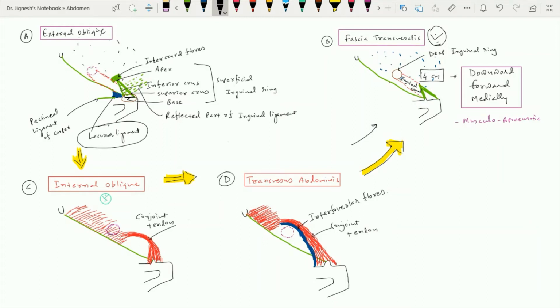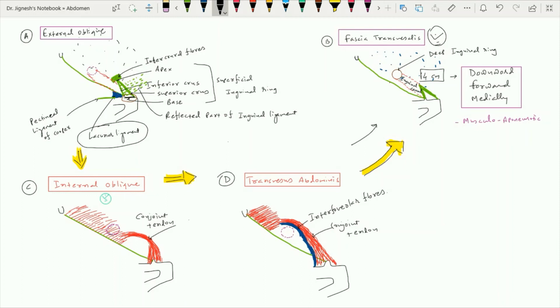When we see the roof of the inguinal canal, it is going to be formed by arched fibers of the internal oblique as well as the transversus abdominis muscle, because both these muscles curve over the inguinal canal to form the conjoint tendon, and that's why the roof is going to be formed by the internal oblique as well as the transversus abdominis muscle.